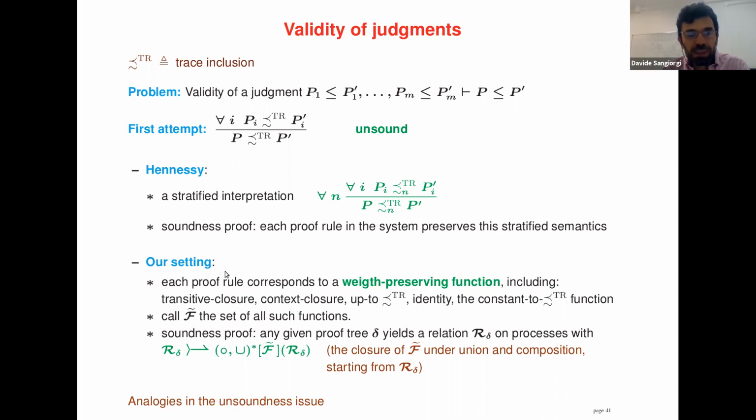So in the setting of enhancements, Davide, sorry, you should be wrapping up. Right, I'll take three minutes, something like that.